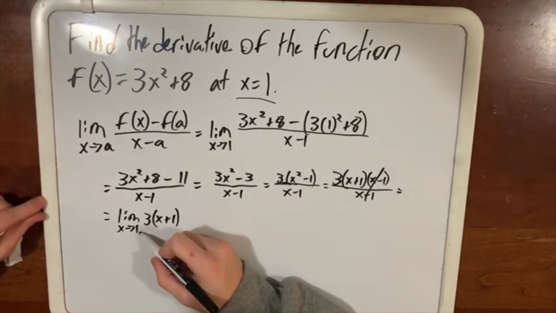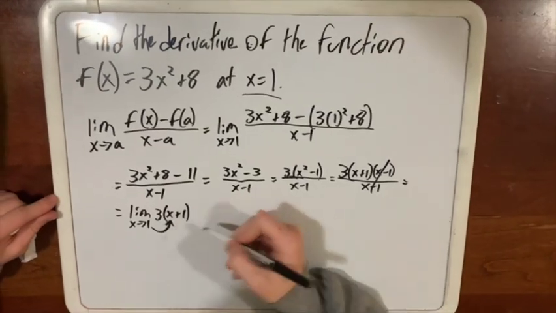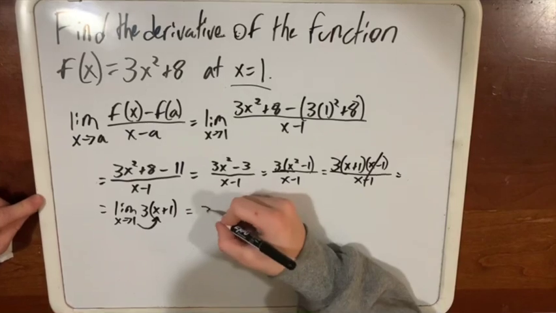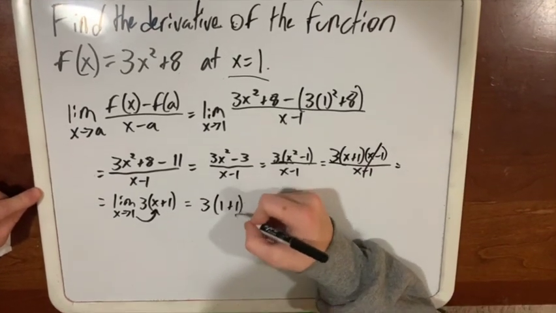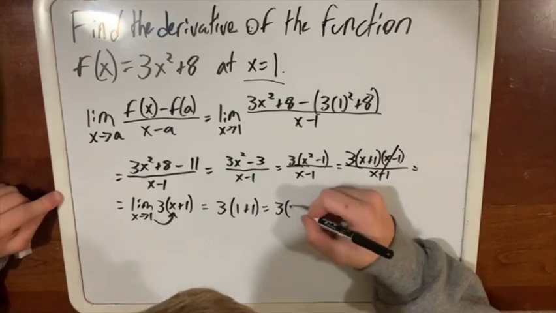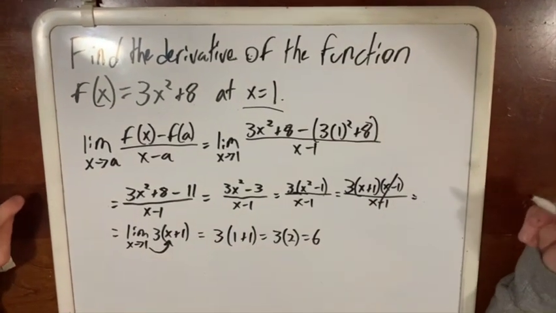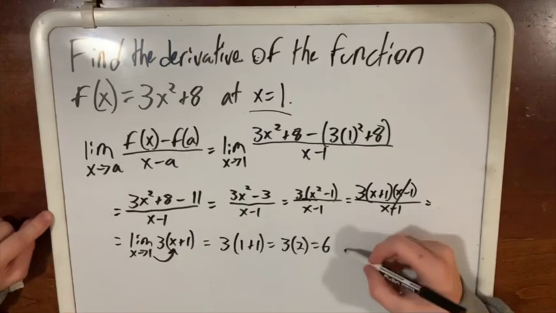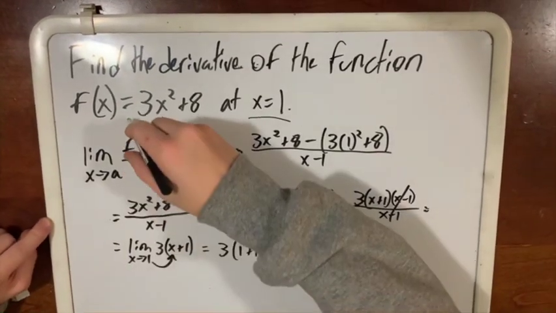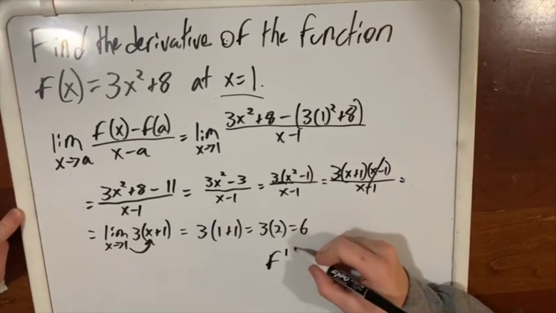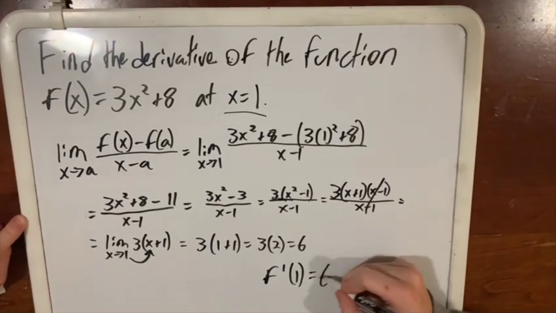What you want to do is plug your constant into the x value of your simplified equation. So what you get is 3 times 1 plus 1 equals 3 times 2 is 6. So this is your derivative of this function at x equals 1. So f prime of 1 is 6.